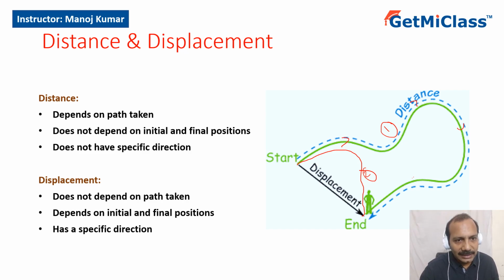You can see that this is the initial position, the start position, this is the end position. Wherever he goes, he might be going along this path, this path, this path, all the paths, his displacement would remain same. And you can see that displacement has a specific direction. What is the direction of displacement? It is from starting point to final point. This is the direction of displacement.